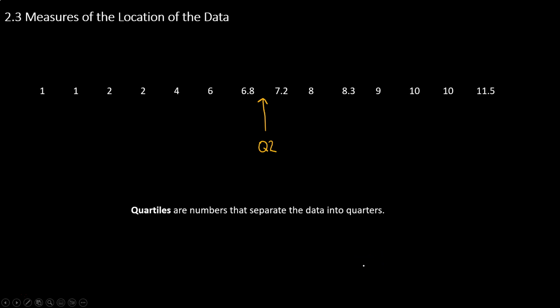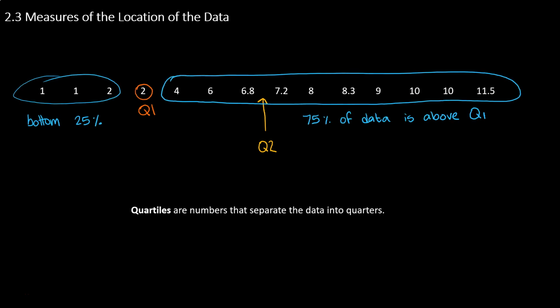Now we can find the first quartile, Q1. Looking at the lower 50% of data, the values 1 through 6.8, we're going to again find the center of that group of numbers. Here we're looking at 7 data values, which is an odd number, so there is a true center. The data value 2 is marking the middle of those 7 lower data values, so that is our Q1, our first quartile. The first quartile separates the lower 25% from the top 75% of the data.